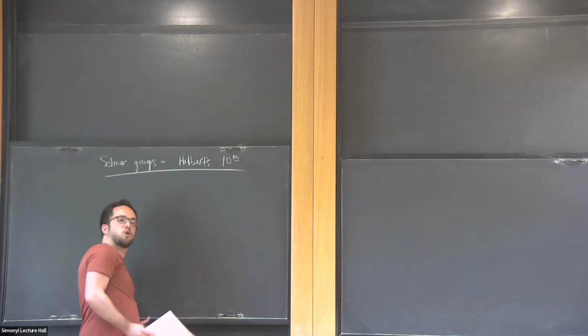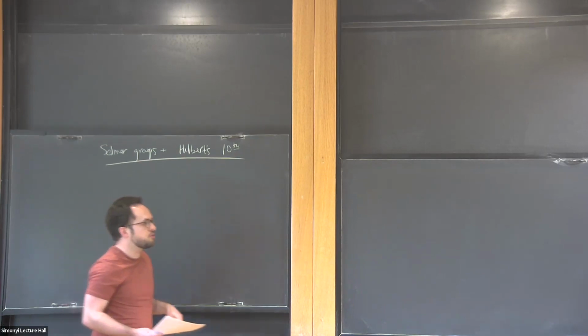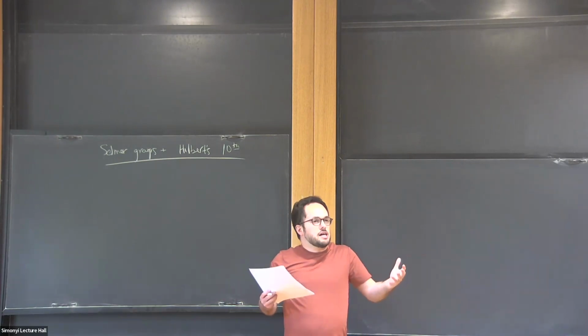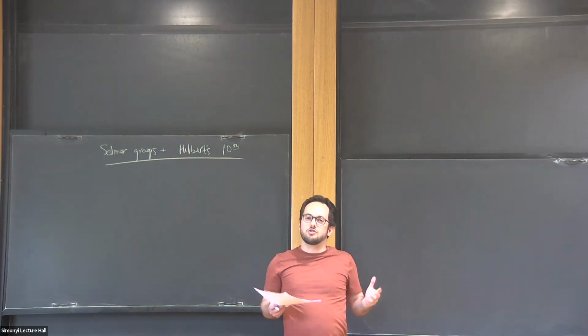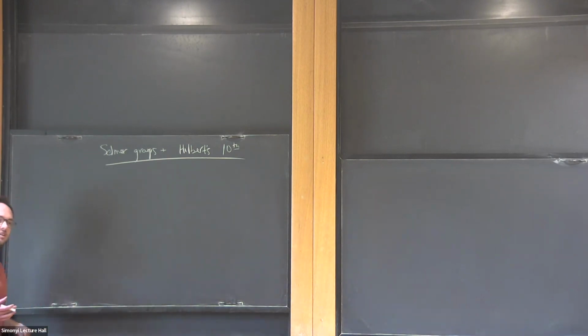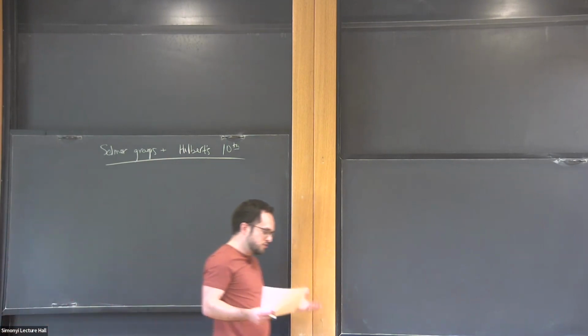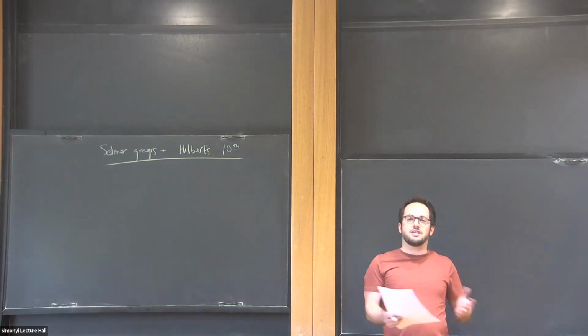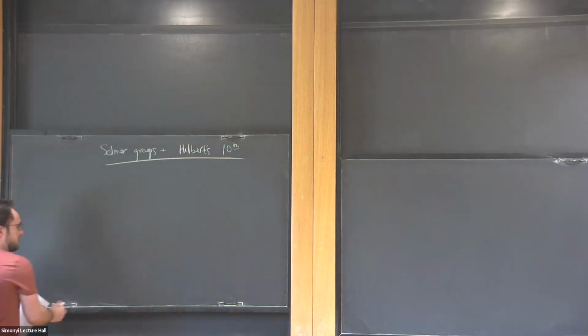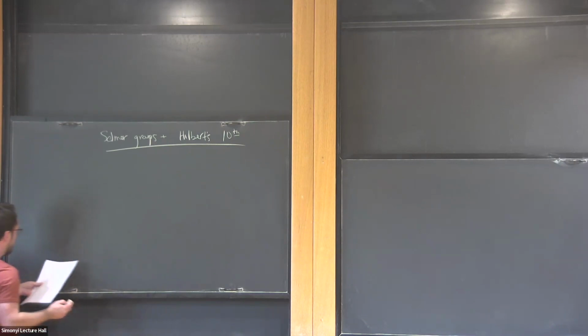Selmer groups are a cohomological tool that show up in number theory all over the place. It's very formal and hard to get into if you're not a number theorist, I would say. It's in terms of Galois cohomology, group cohomology. This is more a talk for the non-number theorists, and I'm going to attempt to give a geometric way to think about Selmer groups. So let me start with a motivating question.